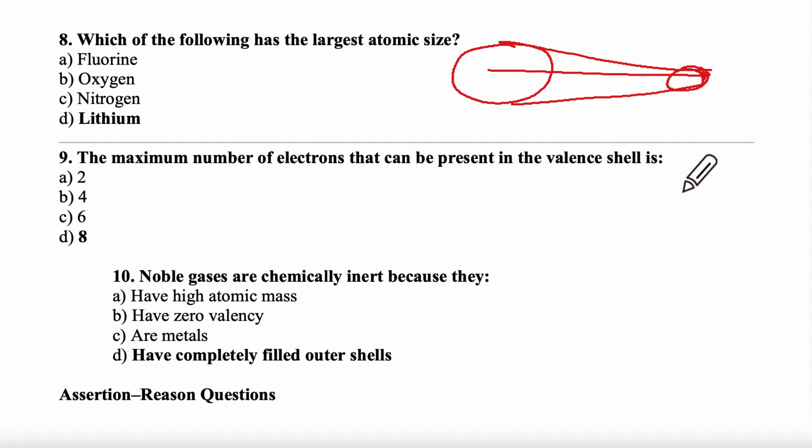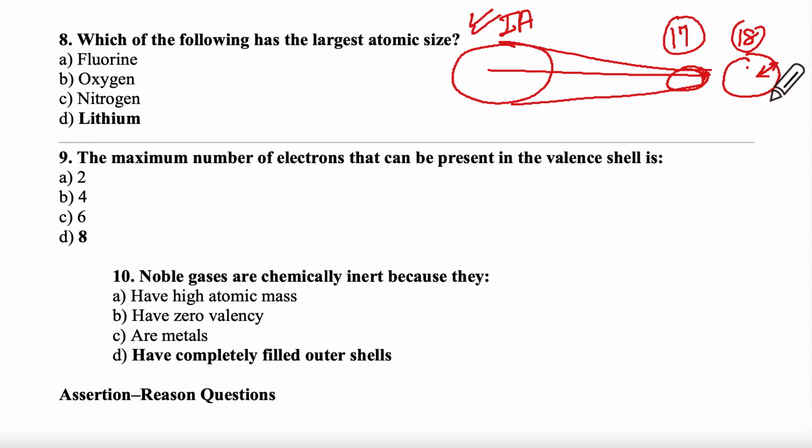That means you have to visualize like this. Understanding? Atomic size will be big here, and as you go it will be small. The largest will be group 1A, and the smallest will be group 17. Understanding? And 18 has a little bigger size because the shells are full, so there is repulsion. So 18 will not be the smallest.